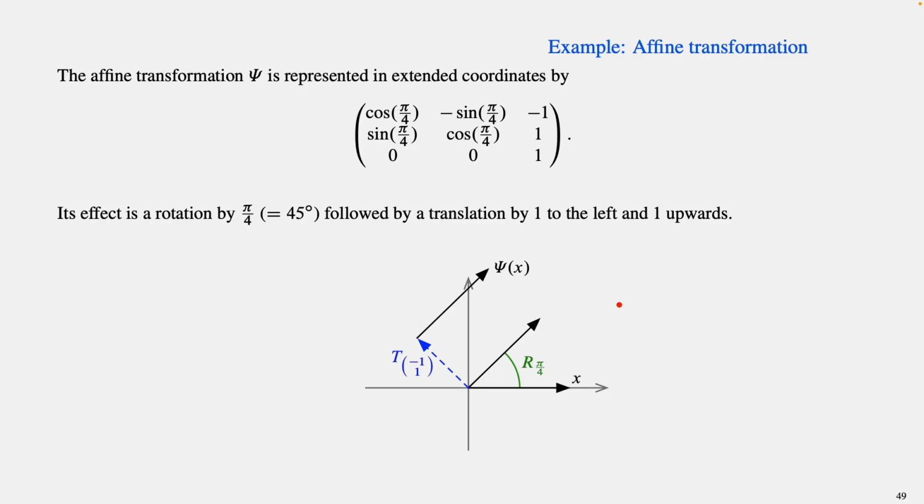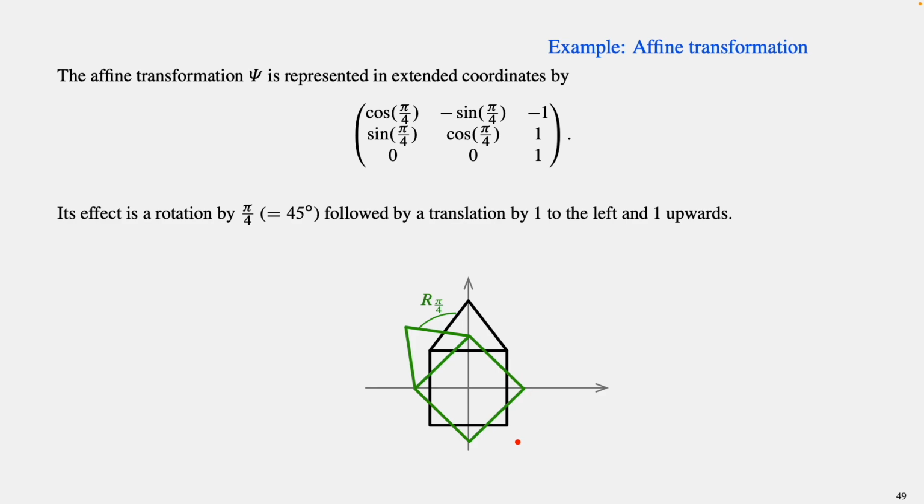And maybe it is a bit clearer if we again look at a particular image. So we have our house again. What happens with this affine transformation? We first rotate it by 45 degrees, so we get this green image here. And then we translate it 1 to the left and 1 up. And we get this blue house here, and that is the final image of our original house under the affine transformation psi.